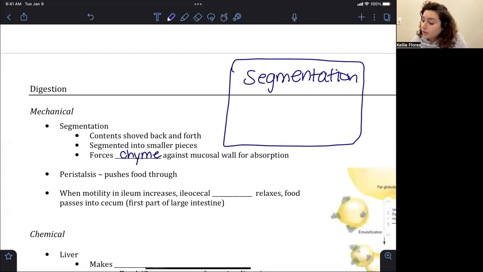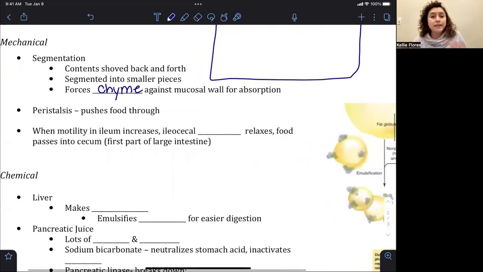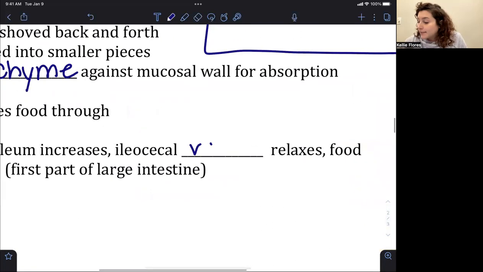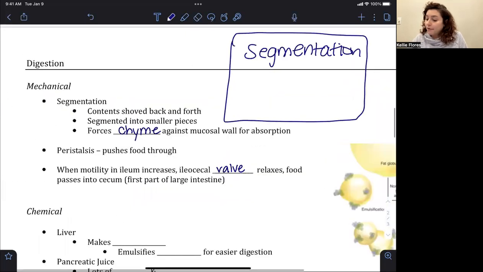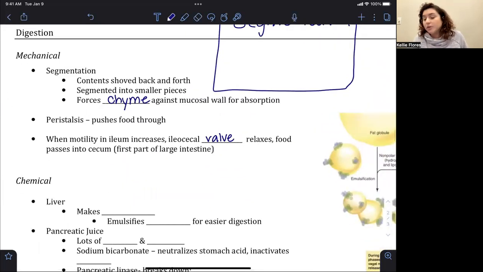When motility in the ileum, which is that last part of the small intestine, increases, the ileocecal sphincter or valve will relax. And that food will pass into the cecum, which is the first part of the large intestine. So when you have more and more of that movement in the ileum, the door will open to the large intestine. That's what that means.